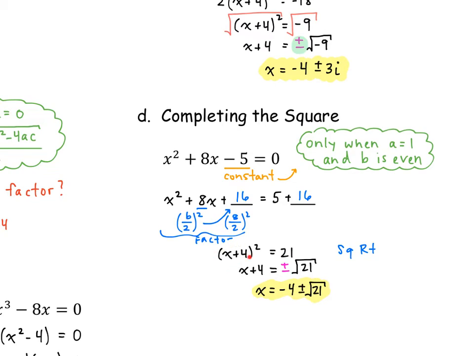Since I'm isolated, I can take the square root of both sides, okay? And when we take the square root of both sides, do not forget that plus or minus right there. And then finally, we have to get that plus 4 over to the other side, and we get our final answer here.